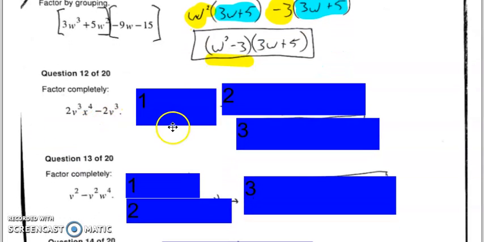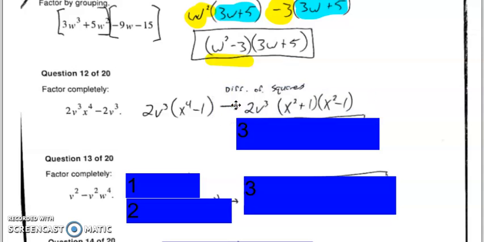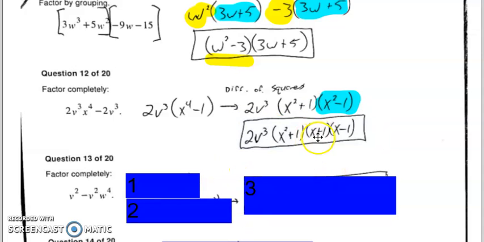Question number 12. Always look for a GCF first, in this case, 2v to the third. Now I've got this x to the fourth minus 1. Well, that's a difference of 2 squares pattern. So that actually factors down into conjugate pairs. But this can actually continue to go further because I can continue to factor x squared minus 1. That's another difference of squares pattern. And that would be x plus 1 times x minus 1.